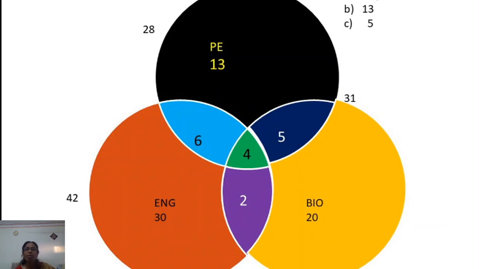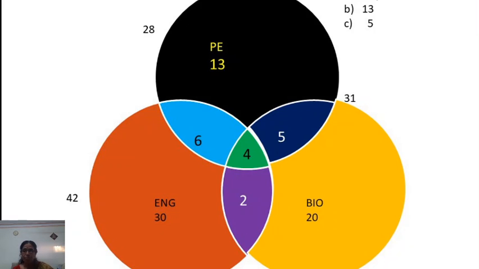Now see this. This is our figure, and this white rectangular part means our class. There's a class of 100 students. So first what to write? This taking all three subjects, it is given that there are 4 students. This figure gives the information of all 4 students taking PE, Bio and English. 6 students took PE and English, 2 students took Bio and English, and 5 students took PE and Bio.